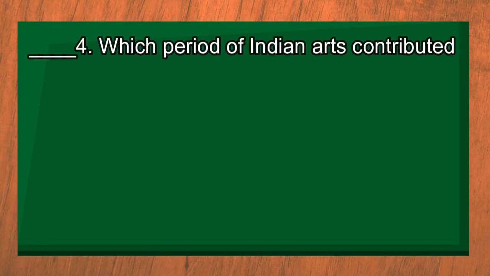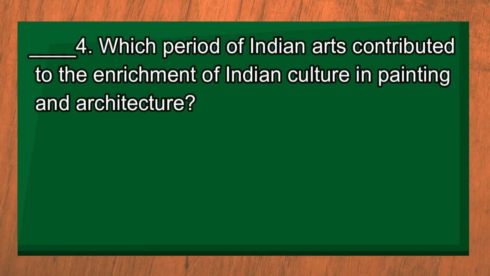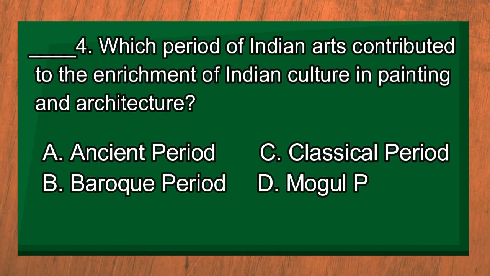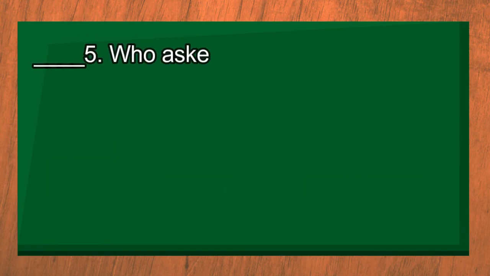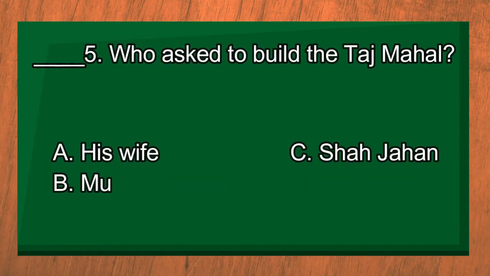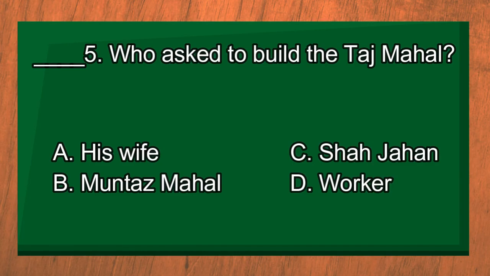Which period of Indian arts contributed to the enrichment of Indian culture in painting and architecture? A. Ancient period, B. Baroque period, C. Classical period, D. Mughal period. Number 5. Who asked to build the Taj Mahal? A. His wife, B. Mumtaz Mahal, C. Shah Jahan, D. Worker.